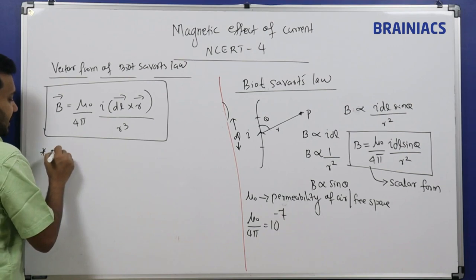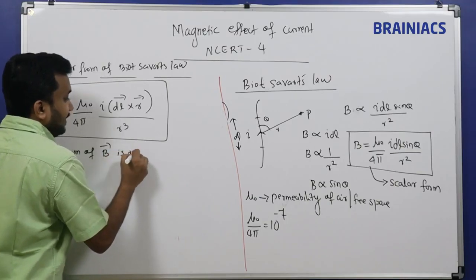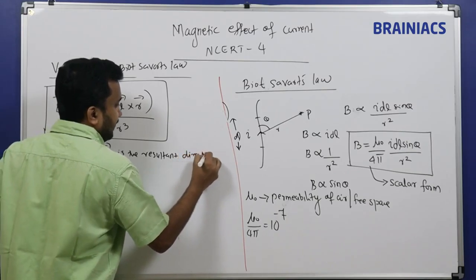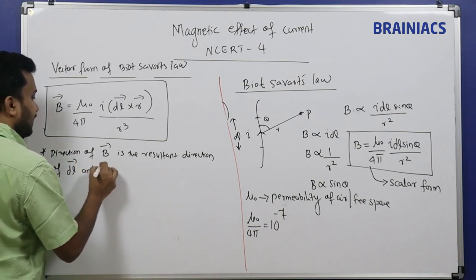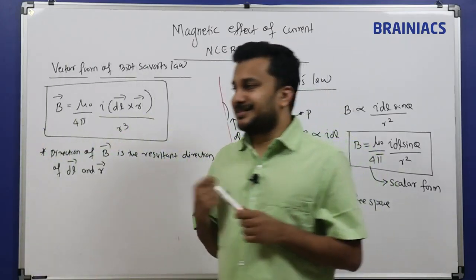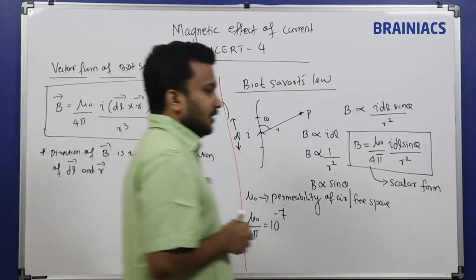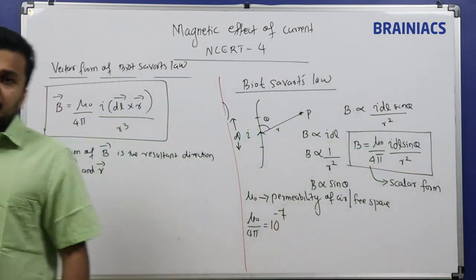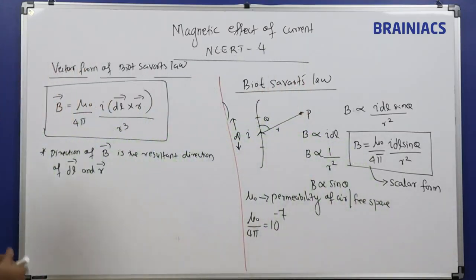So the first point is: direction of B is the resultant direction of dl and r. How to find out the cross product of two vectors? How can I find the resultant of dl and r? For that I will go a little bit into your first year physics vector rule. A little bit of fundamentals is required.